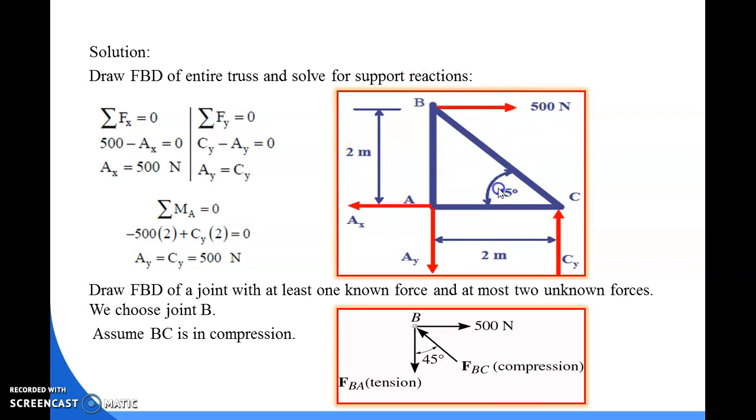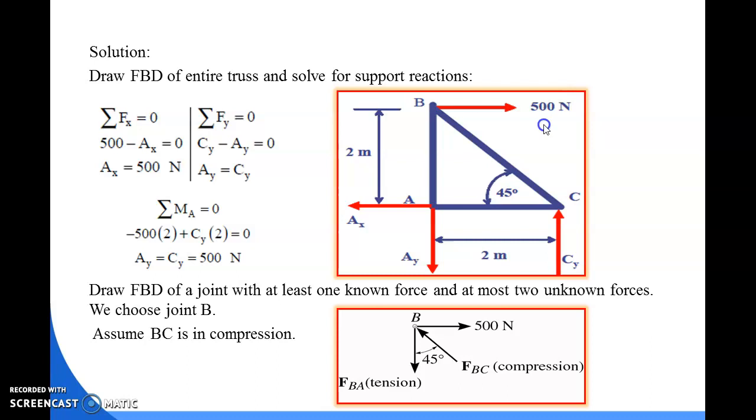With the help of the equilibrium equations, we can find these three reactions. The first equation is the summation of horizontal forces equal to 0, that is, summation of Fx is equal to 0. First of all, we look at the horizontal forces. One is AX, and another is 500 Newton.